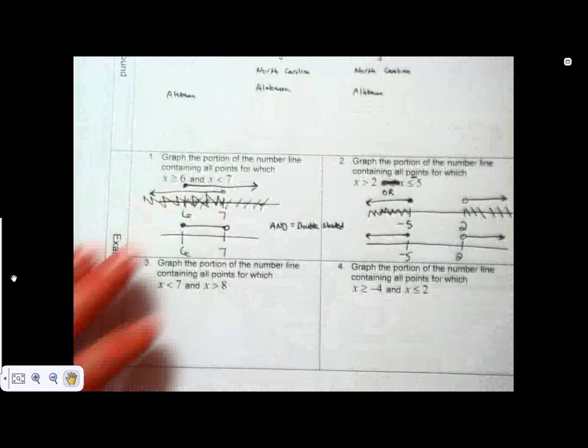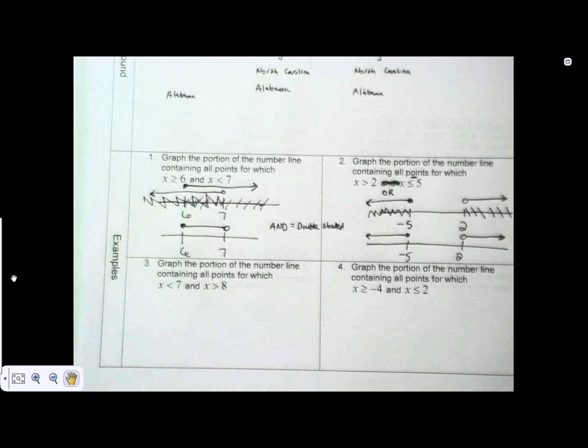Okay, I want you to try number 3 and 4. Pause the video and then restart when ready.